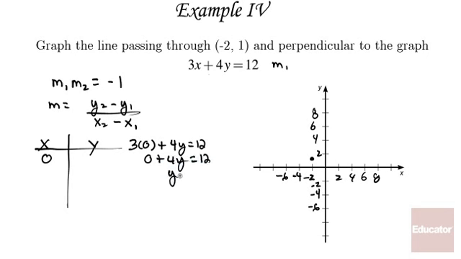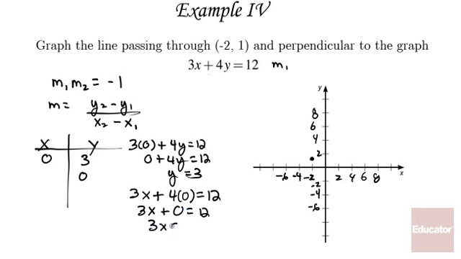Okay, so this is going to give me y equals 3. When x is 0, y is 3. For my second point, I'm going to let y equal 0. So that's 3x plus 4 times 0 equals 12. So if 3x equals 12, x equals 4. So now I have 2 points, and 2 points means I can find the slope.